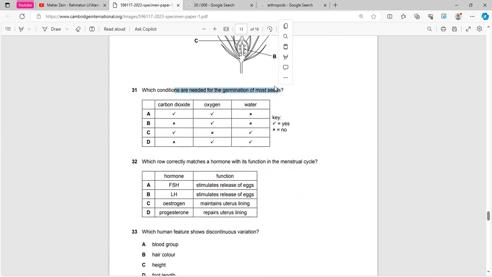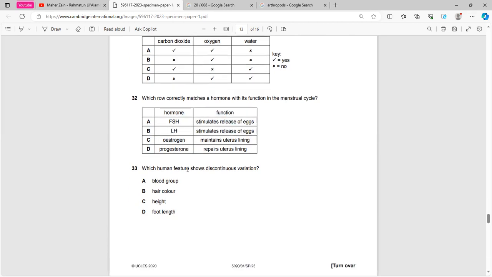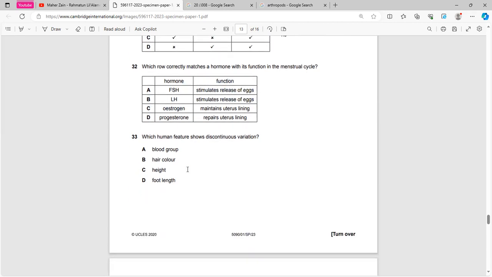Conditions needed for germination of seeds. We need to know that always water and oxygen are the main requirements for germination to occur. One matches a hormone. LH. LH is the luteinizing hormone. Luteinizing hormone stimulates ovulation, and ovulation is the release of eggs. B is the answer. Discontinuous variation are those characteristics which are only determined genetically or they can't be changed. For example, the blood group of the person, the sex, the age of a person. So answer is A.